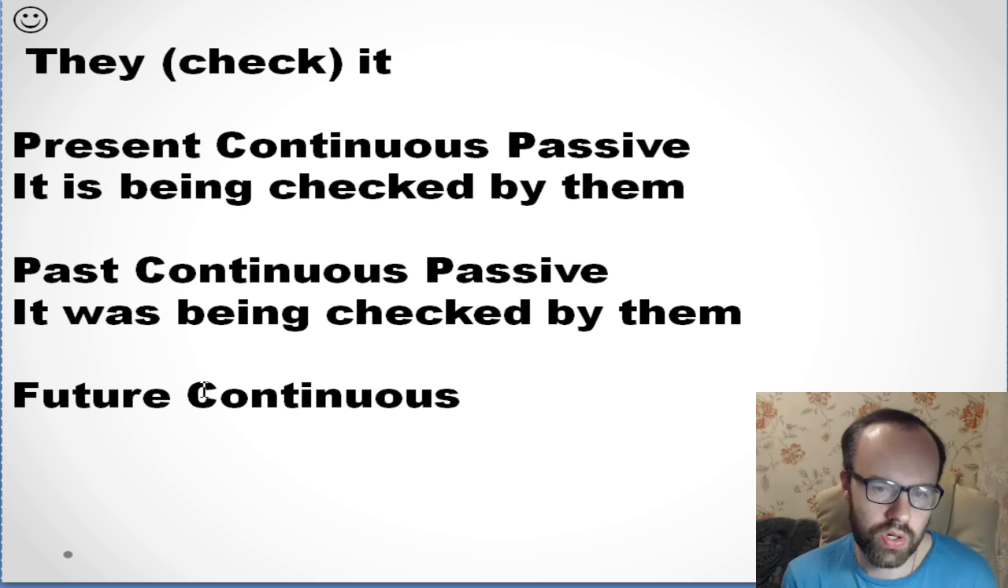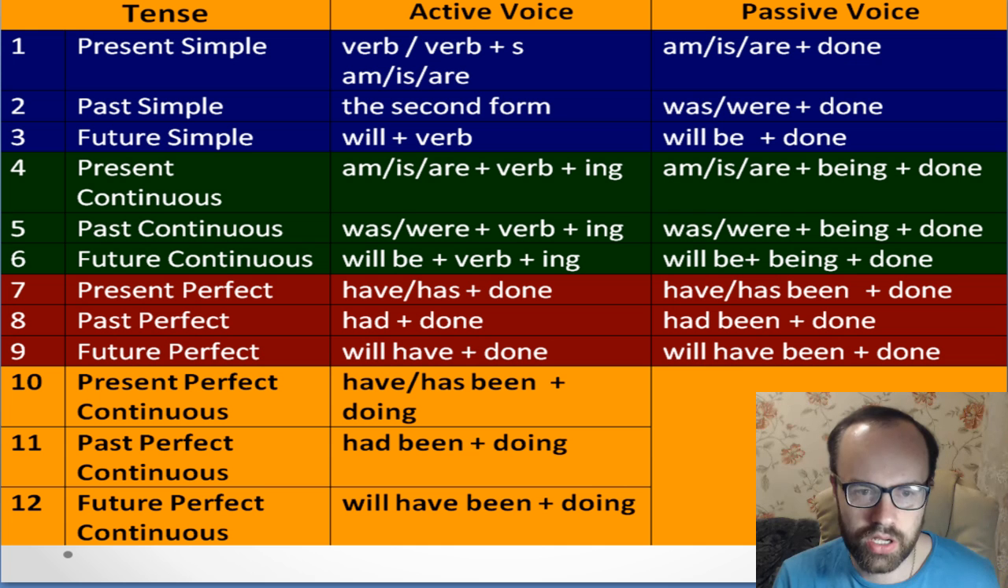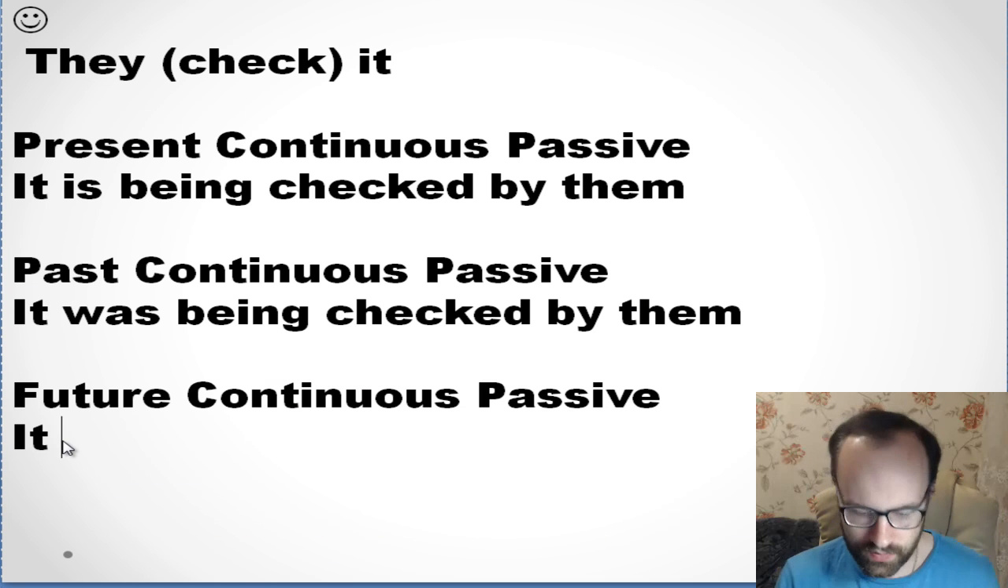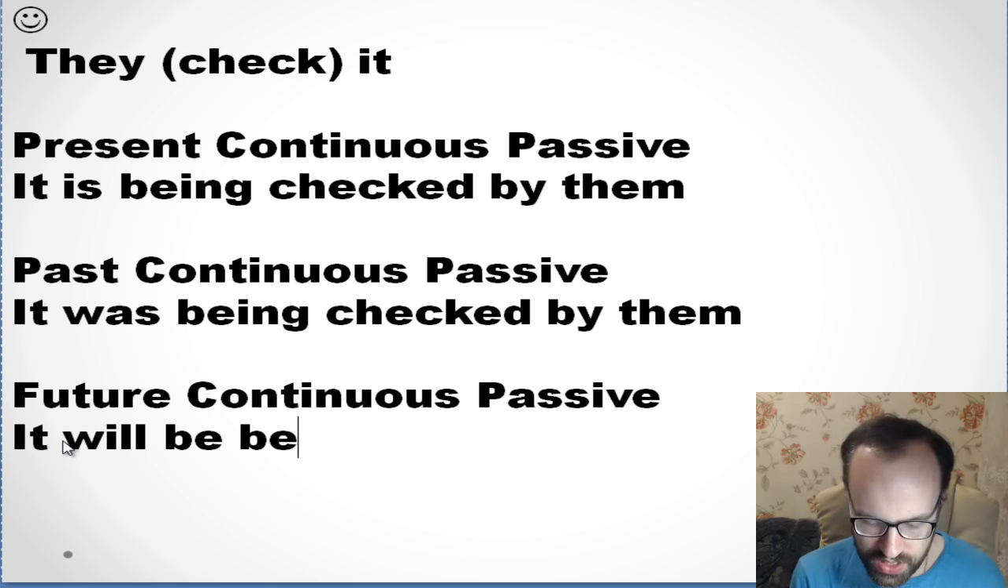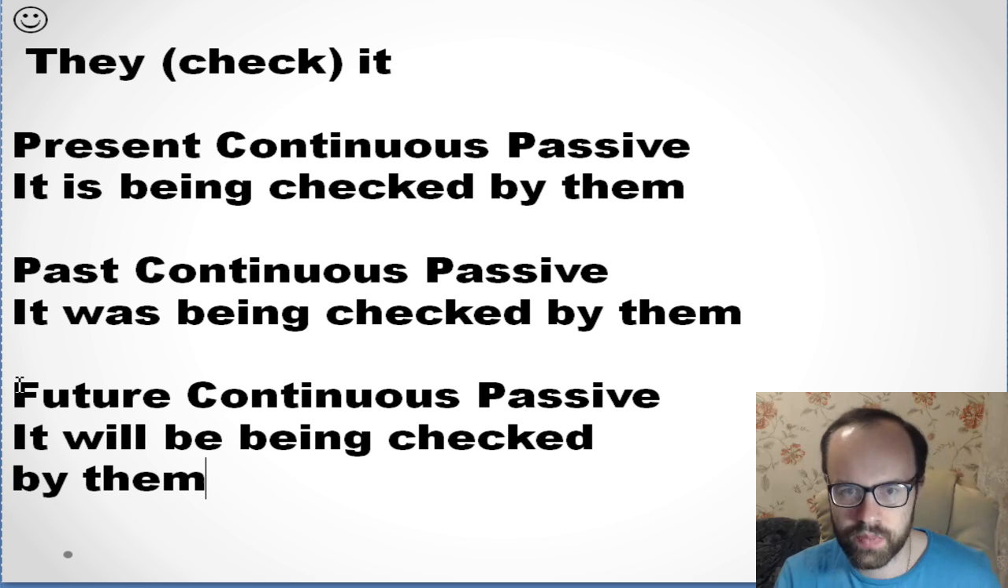So some people say that we don't actually use passive voice in future continuous, while others say that we can. So we sometimes meet this form. Anyway, let's study it. So will be plus been plus done. Okay, so it will be been checked by them.